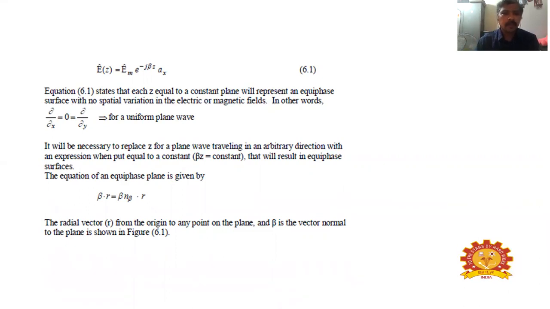So it will be necessary to replace z, for a plane wave traveling in an arbitrary direction, with an expression which when put equal to a constant, that is beta z is equal to constant, will result in an equiphase surface. The equation of an equiphase plane is given by beta into r is equal to beta into n suffix beta into gamma. Here r is the radial vector from the origin to any point of the plane, and beta is the vector normal to the plane, as shown in the figure.